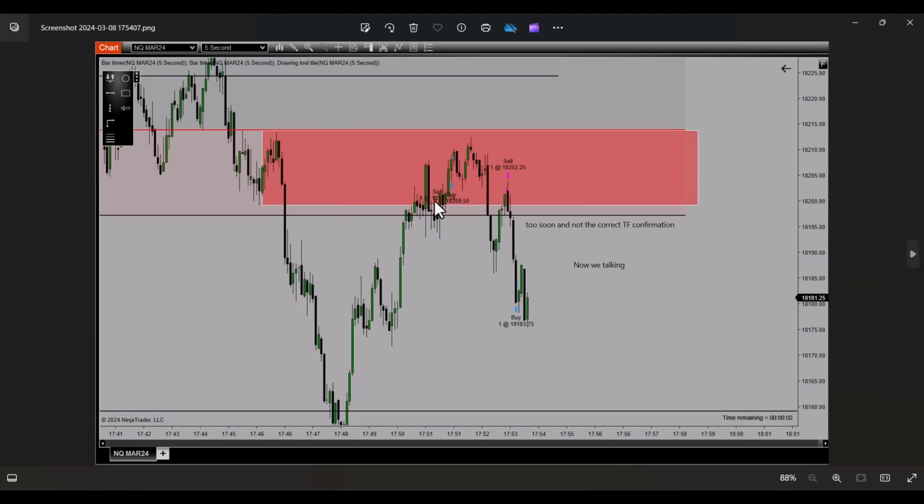And unfortunately, I don't have the 1 minute screenshot. I only have the 5-second, that's the lower time frame entry, right? But don't worry, I will show you later on in the examples from the backtesting journal. There I saved both the 1 minute zone and the 5-second flip, all right?